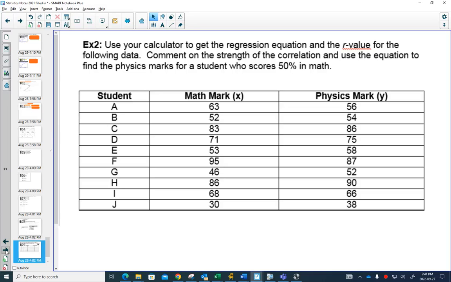So put this one into your calculator. Put the math marks into list 1, physics marks into list 2. Do you think there's a strong correlation between math marks and physics marks? Do people who do better in math generally do better in physics? Or is that something there would be a correlation between?